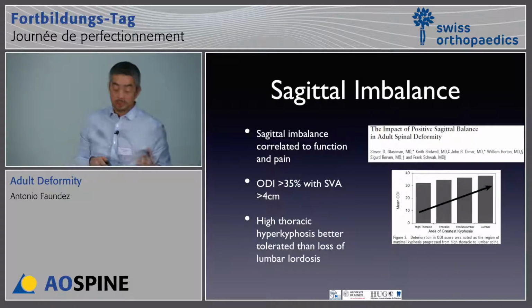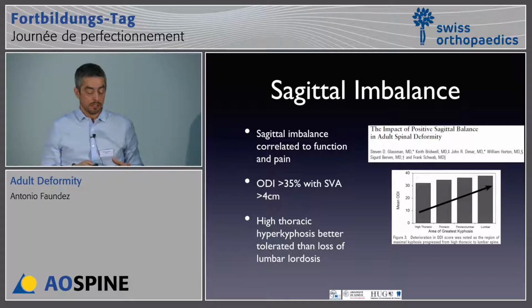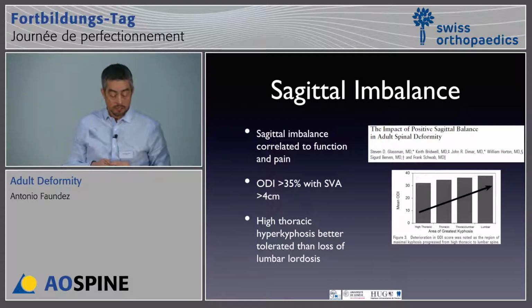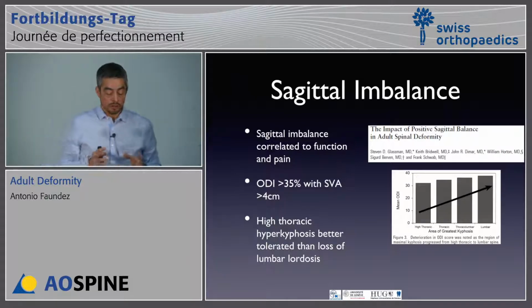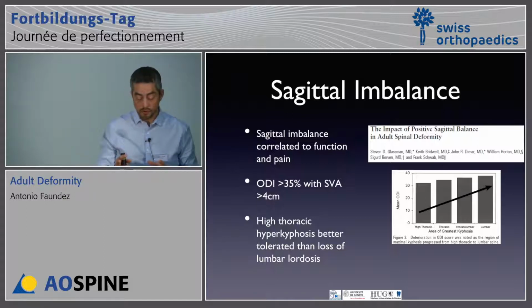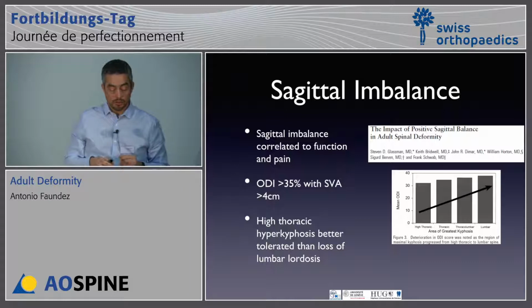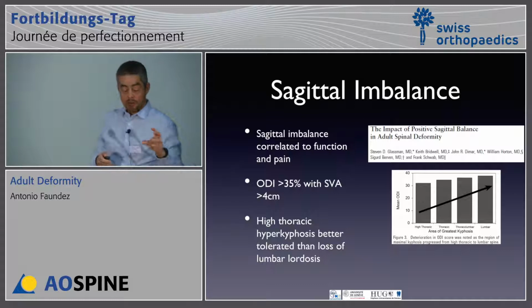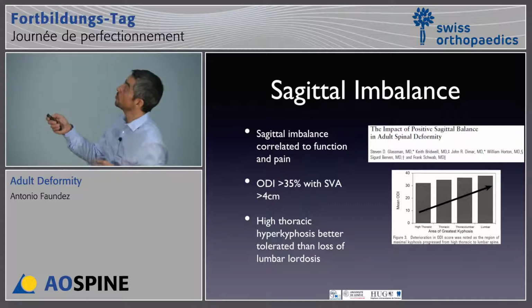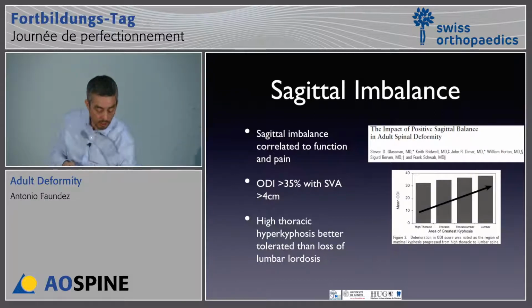Sagittal imbalance has been shown in several papers to be correlated to function and pain. If you have over 4 centimeter offset in the coronal plane, you have a risk of having a very bad ODI of over 35%, so a really bad function, which increases with the sagittal imbalance. However, a high thoracic hyperkyphosis is much better tolerated than a loss of lumbar lordosis, which is shown in this graph of the study by Glassman. With high thoracic kyphosis, the mean ODI is quite low, and it increases if you go to the lumbar spine and you have a deformity in the lumbar spine.